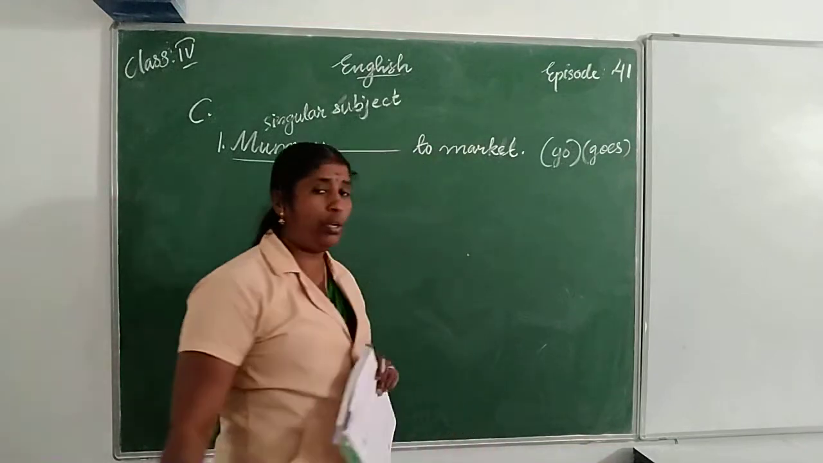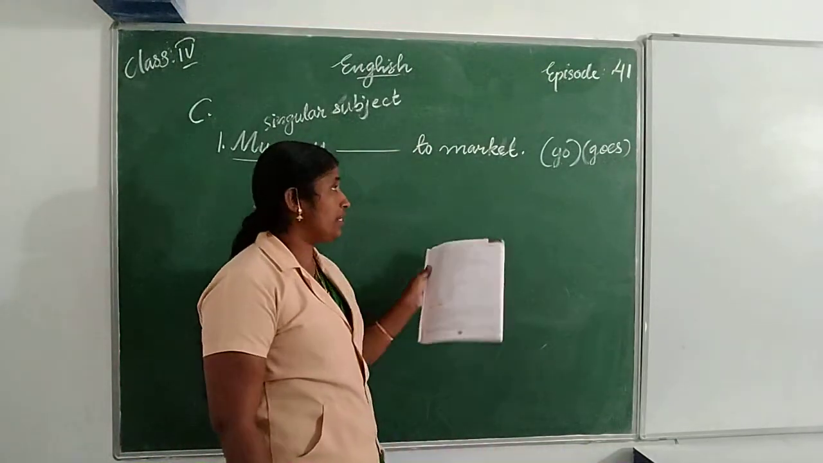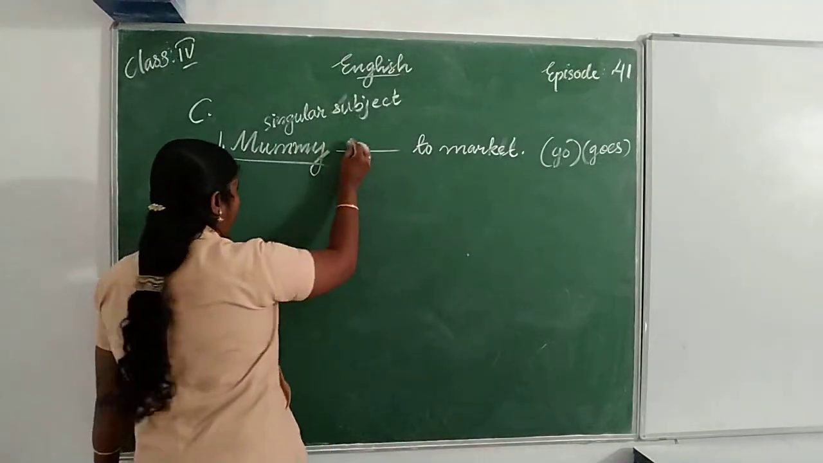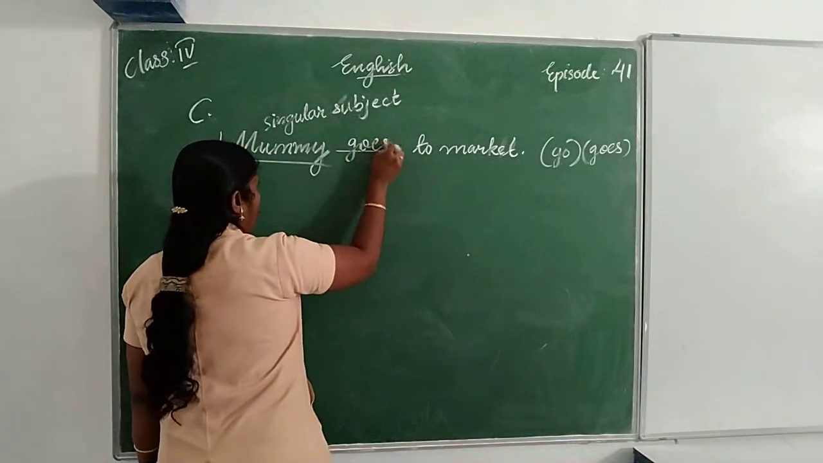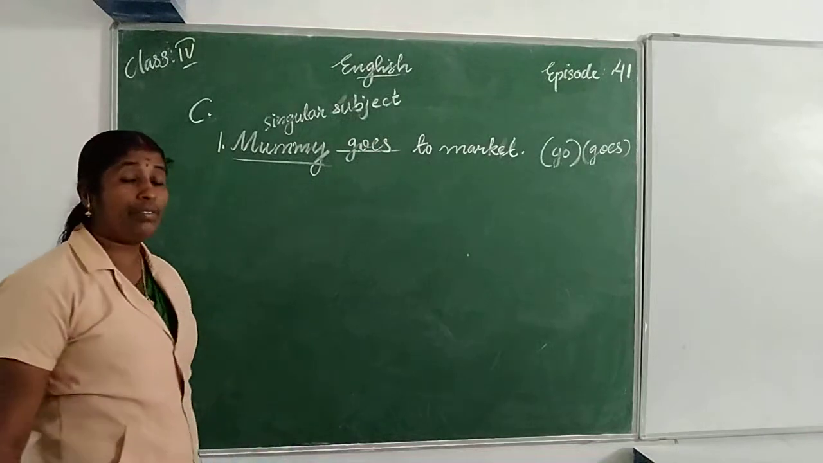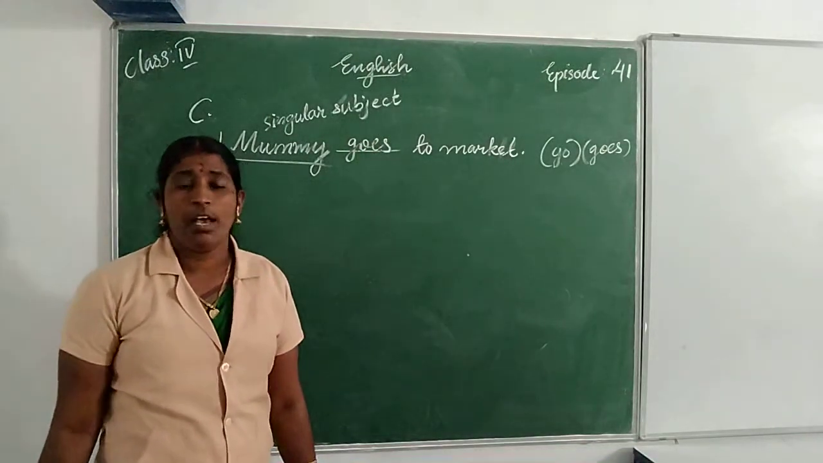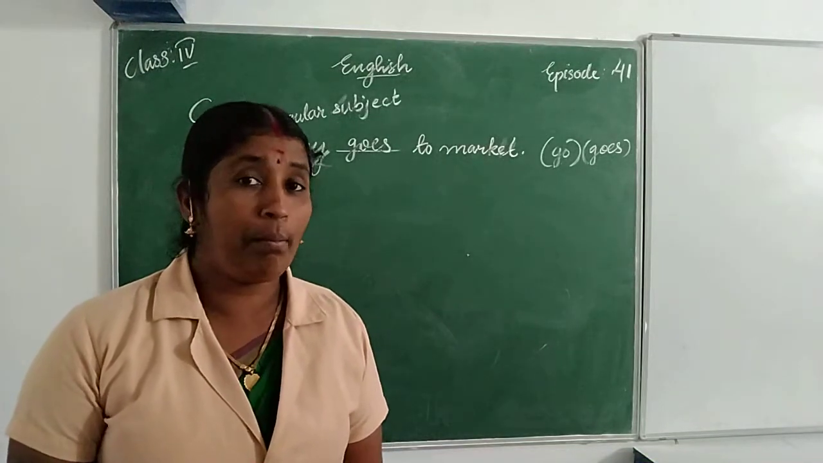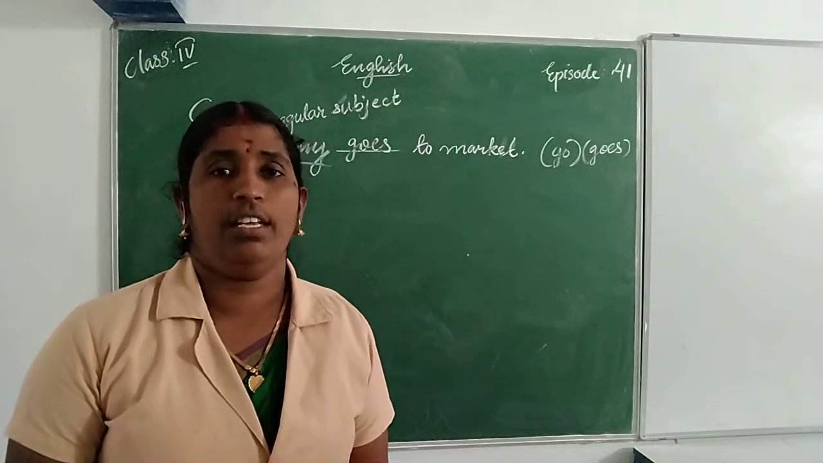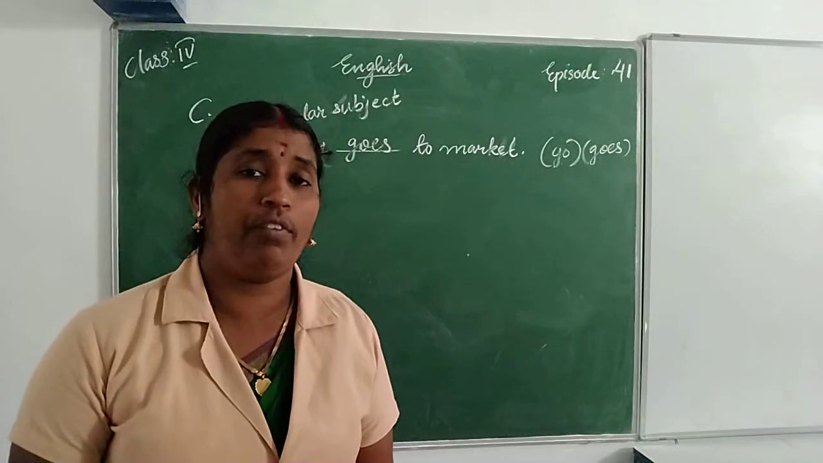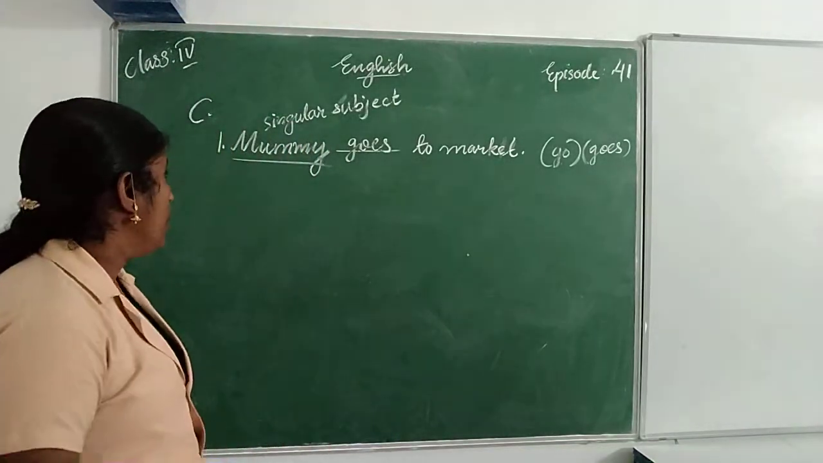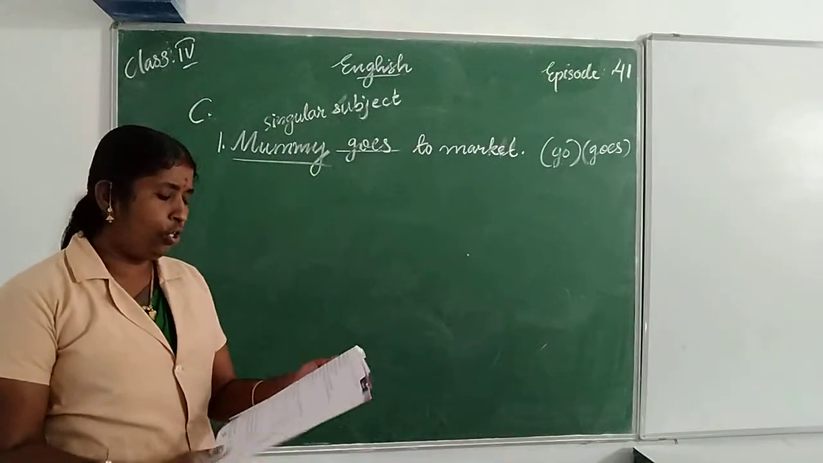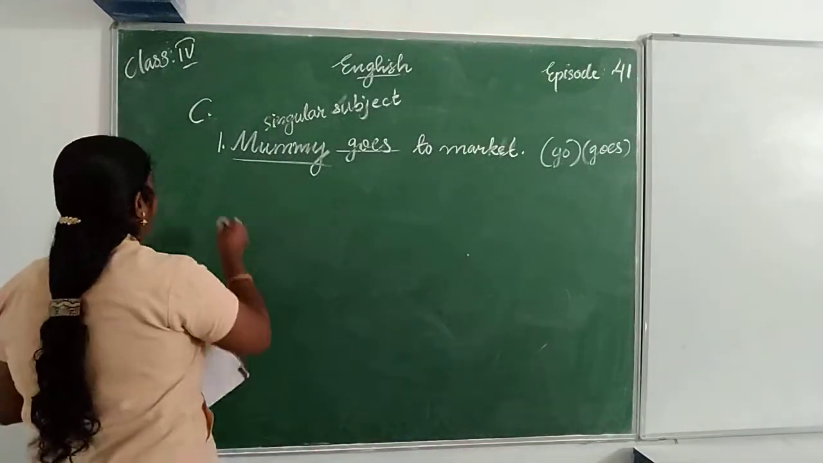Goes. Find out the singular form. The singular form of the verb go is goes. We have to use the singular form. Mummy goes to the market. Mummy is a singular subject, so we use the singular form of the verb go. It is goes. Mummy goes to the market. Next one.